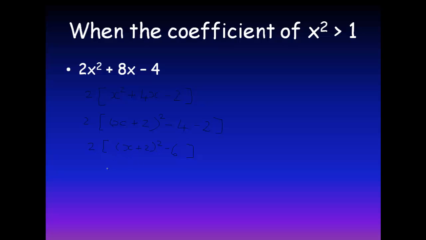We can now leave that in completed square form, that's what we want. But don't forget this minus 6 here is also multiplied by 2, so that becomes minus 12.